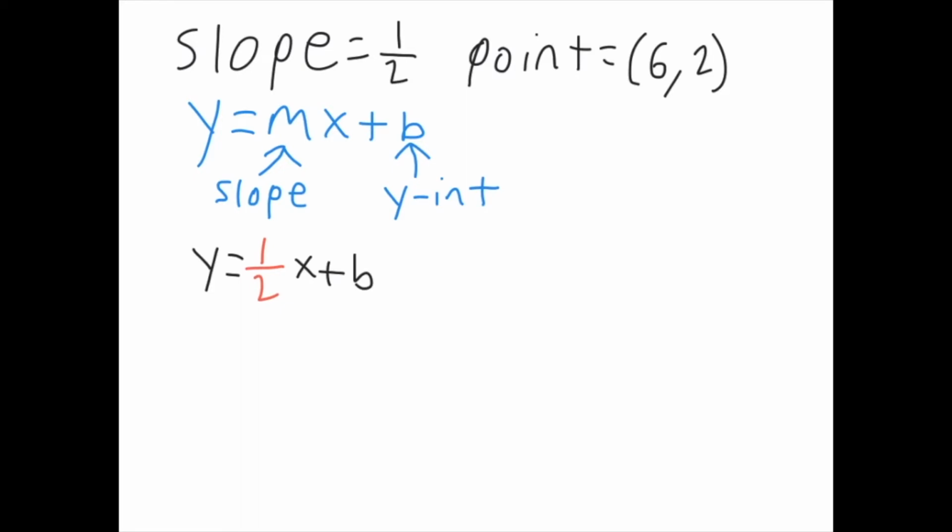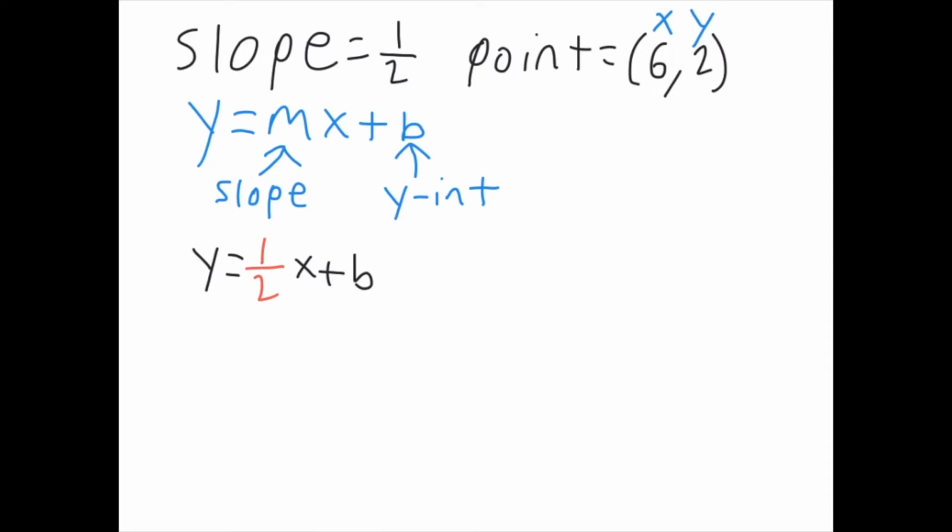Now we need to find out what is the y-intercept in this case. So the way we can do that is we're also given a point. And remember, points are always written x, y. So in this case, 6 is your x and 2 is your y. So you can rewrite this equation and plug in x and y, and that'll leave only b, and then you can solve for b.